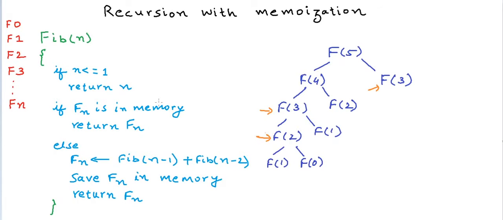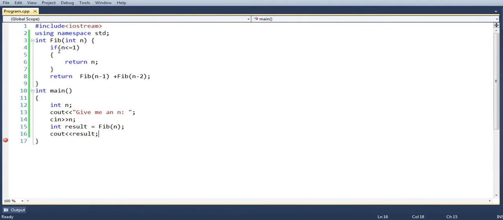Let's now see in some real code how this works, and I will write some C++ for you. So here we have a simple recursive implementation of Fibonacci sequence in C++, and we have this method fib. This is the base condition, and this is the recurrence relation, and we ask the user for an n and print the result after calling fib of n.